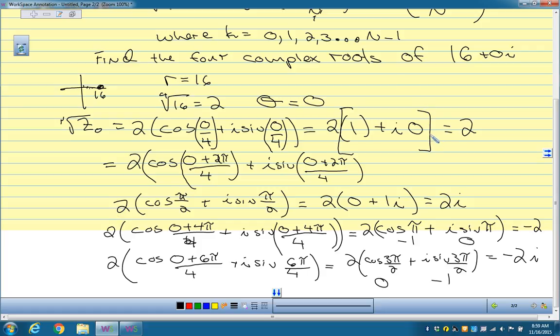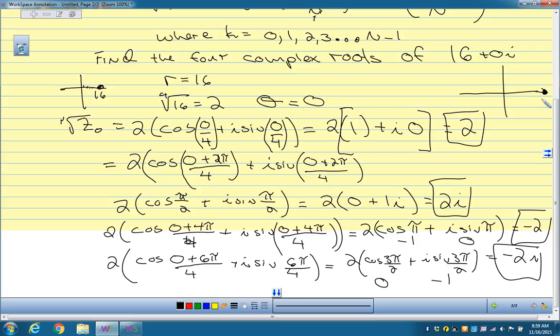Will it always follow the pattern of just the number and then it's negative? No, it won't. Here are your roots. If you were to graph these, here I just want to show you, here's my original number, 16i.